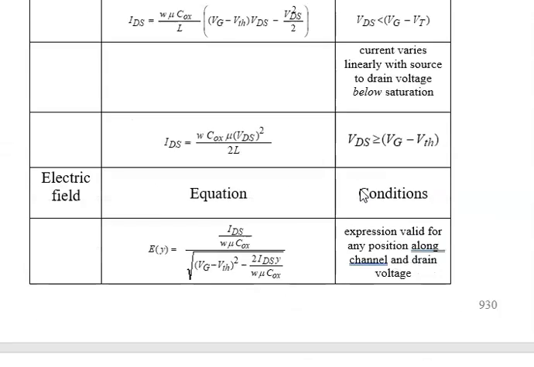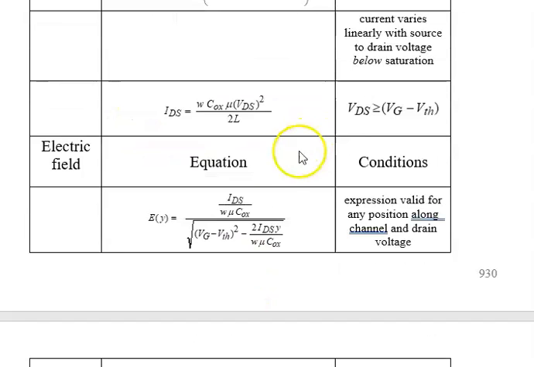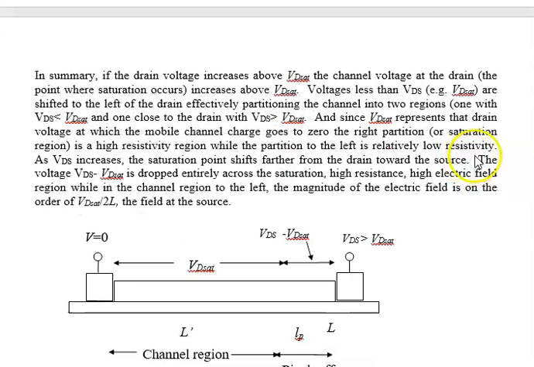And this is just a table which summarizes the different conditions for VD-SAT. This is the equation which corresponds to that, with some comments and things like that. So this is the current-voltage relationship. This is the electric field-current relationship. And finally, we have a summary of everything we've done.